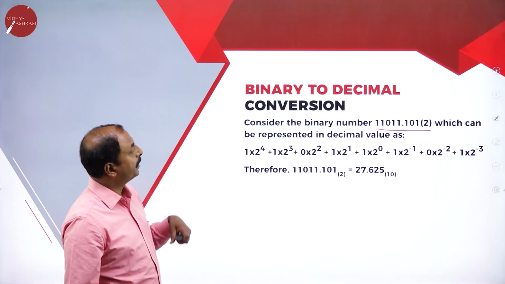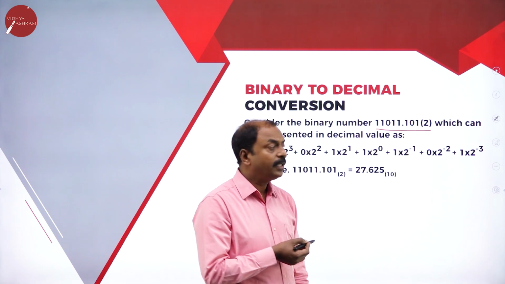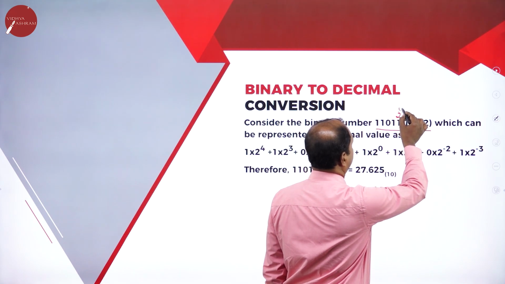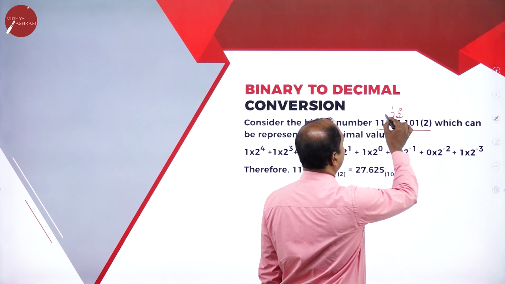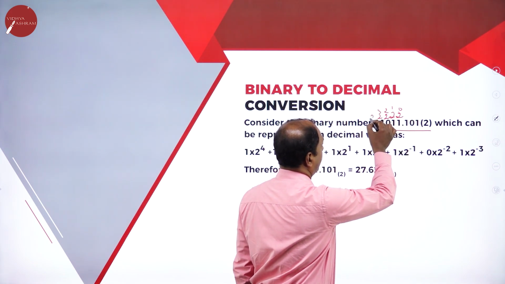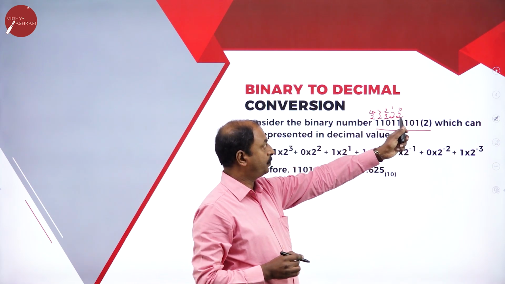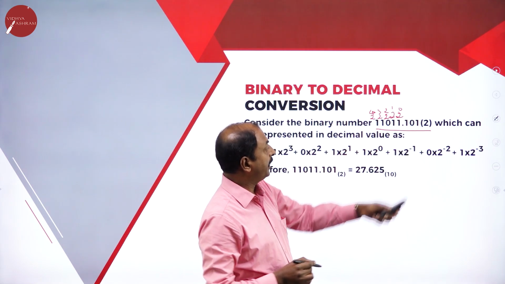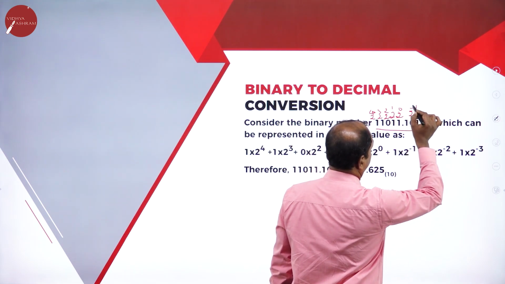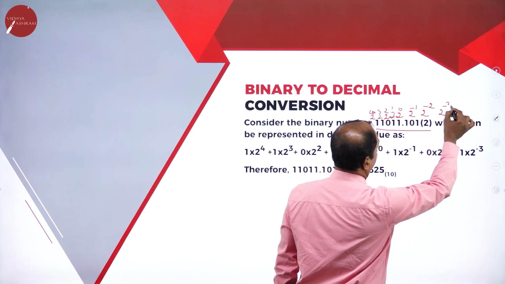Here we have to multiply the digits by their positional values. As you have learned in the first session, the positional values are powers of 2: 2 to the power of 0, 2 to the power of 1, 2 to the power of 2, 2 to the power of 3, and 2 to the power of 4. These are the positional values of each digit. Similarly, on the right-hand side, after the decimal point, it is 2 to the power of -1, 2 to the power of -2, and 2 to the power of -3.